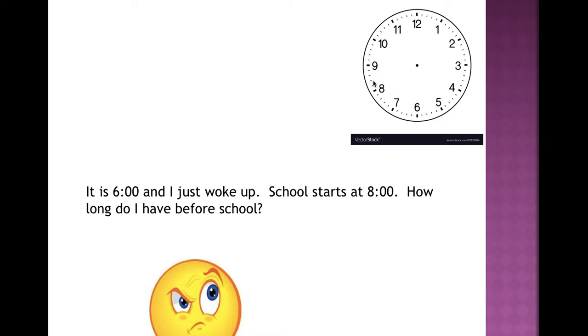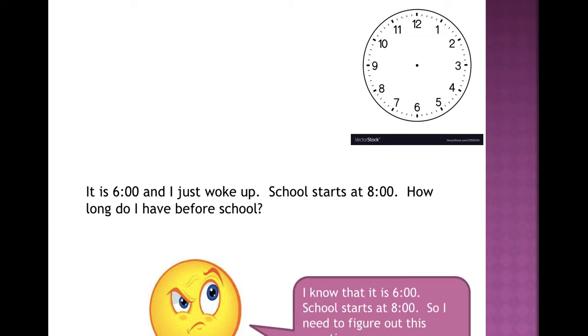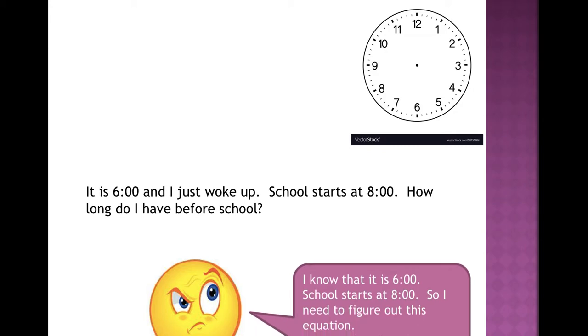Now 8 o'clock is right here. How many hops does it take from 6 to 8? That's 1, 2. So that means I have 2 hours before school. Another one you can do is 6 plus what would give me 8? And we know that would be 2. 1, 2.